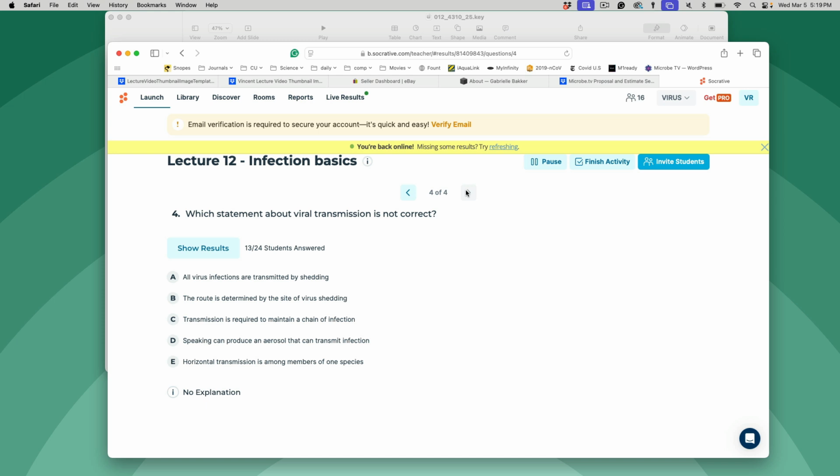And I said to the lawyers, he's not shedding during the incubation period. Until he got that fever, he's harmless. So it never went to trial because those are the facts.